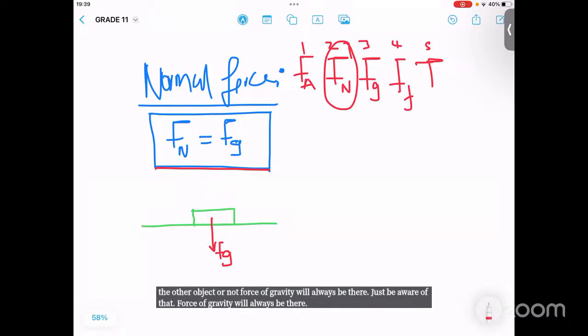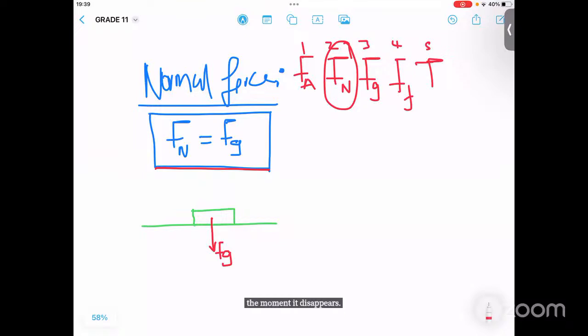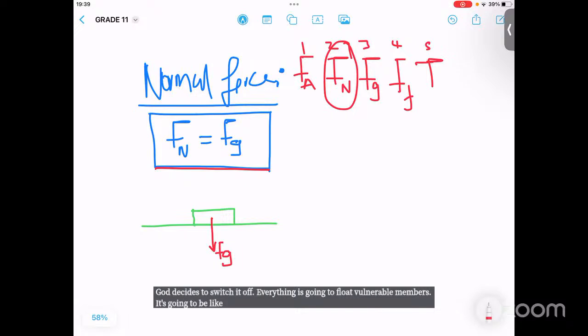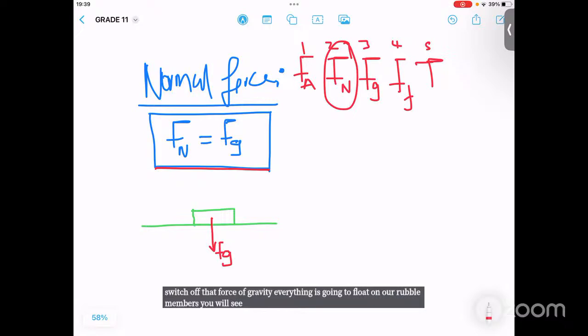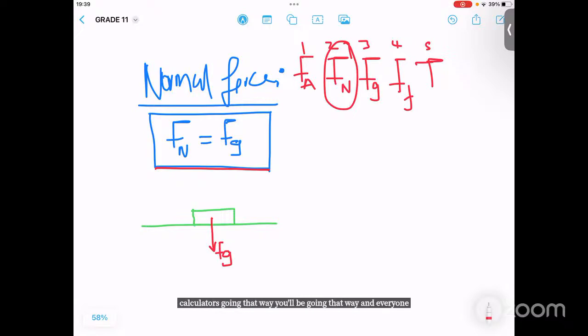The moment it disappears, or God decides to switch it off, everything is going to float, honorable members. It's going to be like those guys in a rocket somewhere on Mars or on the moon. They are just floating. Why? Because there is no force of gravity. There's no pulling force. So what I'm saying is, if for some reason God decides to switch off the force of gravity, everything is going to float, honorable members. You will see calculators going that way, you'll be going that way, and everyone will be all over the air.